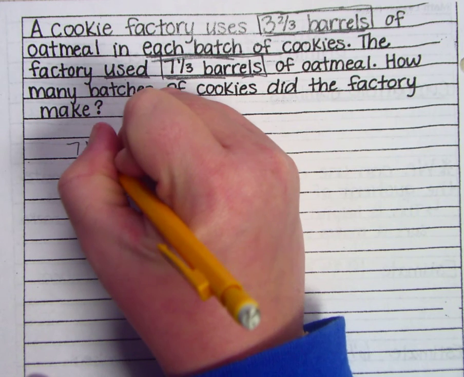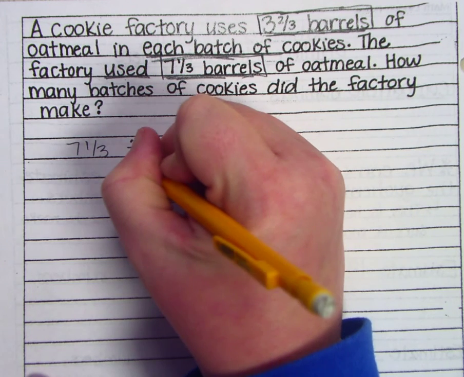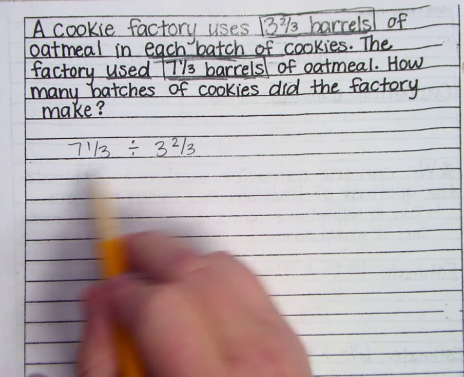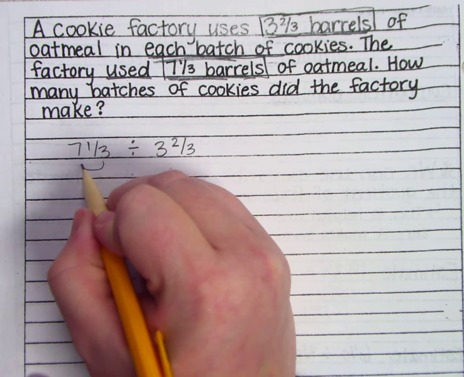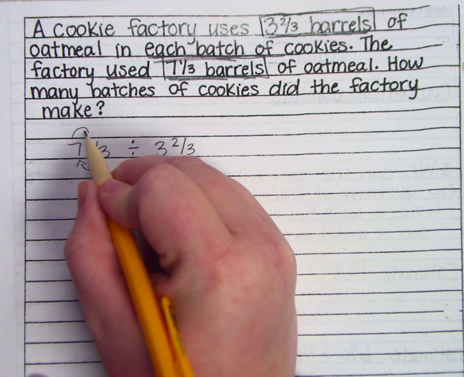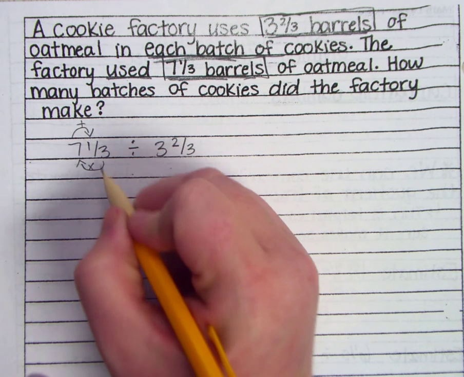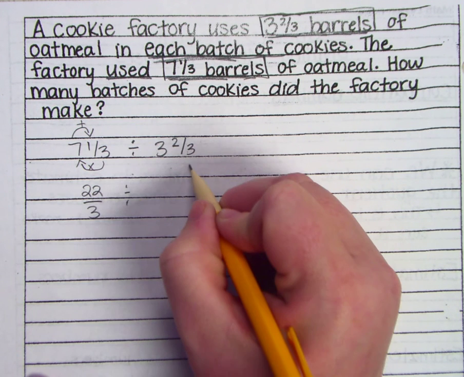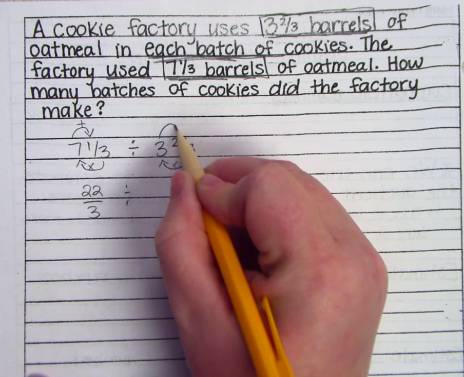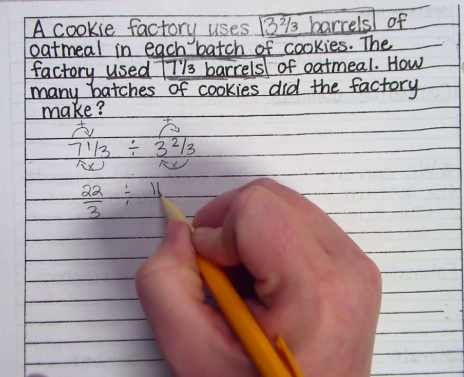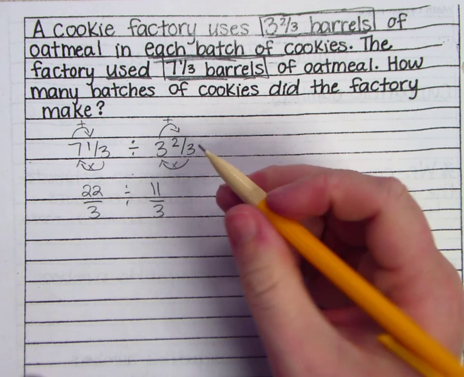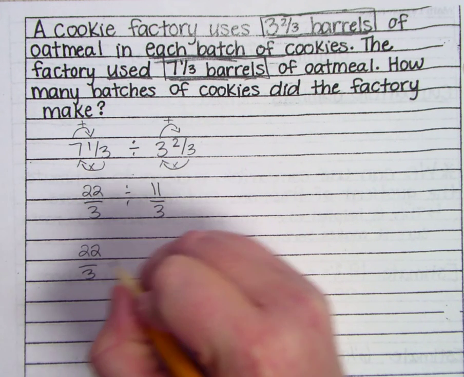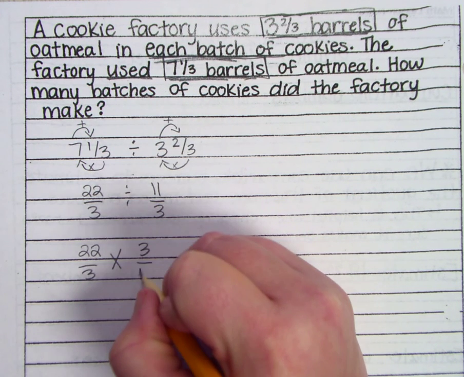We set it up 7 1/3 divided by 3 2/3. We've got mixed numbers here, so we have to change them into improper. 3 times 7 is 21, plus 1 is 22. So we've got 22 over 3 divided by, change this mixed number, 3 times 3 is 9, plus 2 is 11. So we've got 11 over 3. Now we do the same, keep, change, flip: 22 over 3 times 3 over 11.